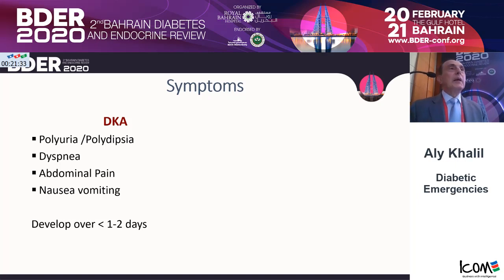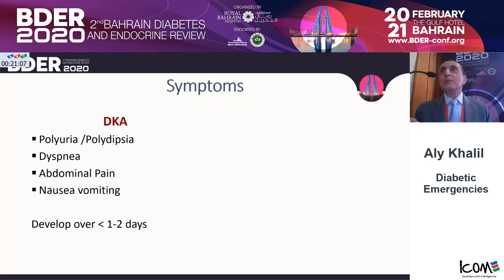Dyspnea, why do you get dyspnea in those cases? Can anyone tell me why you get dyspnea? Right, it's one way of compensating for the acid load that you have in the system. So your lungs are trying to get rid of the acid in the form of CO2, and that's why you get dyspnea.